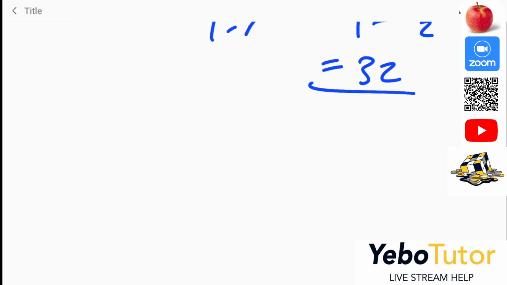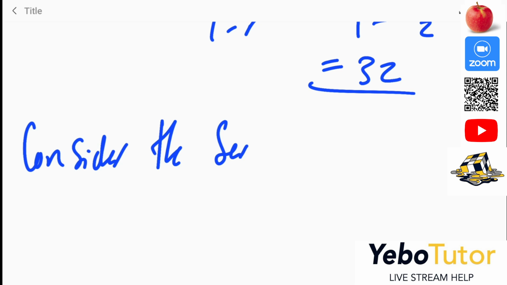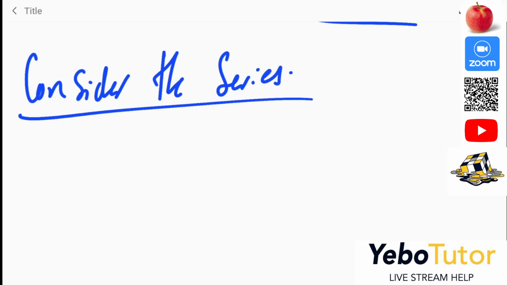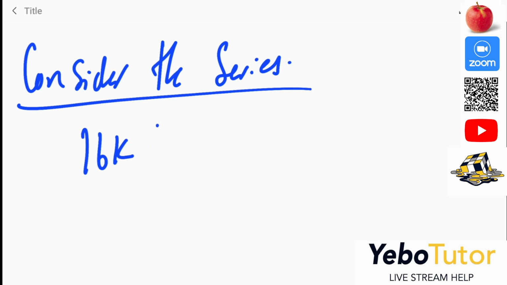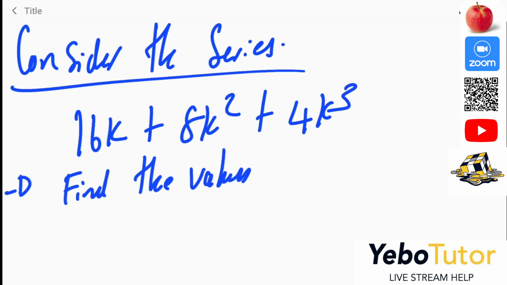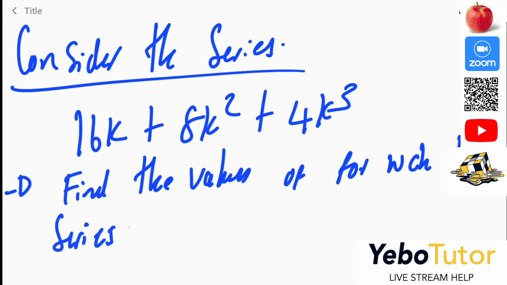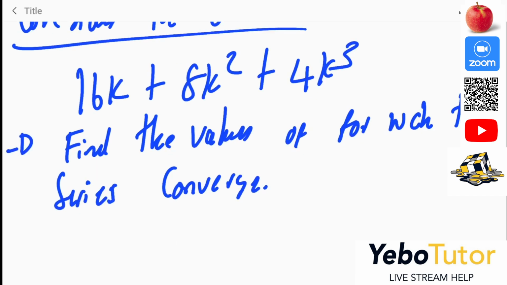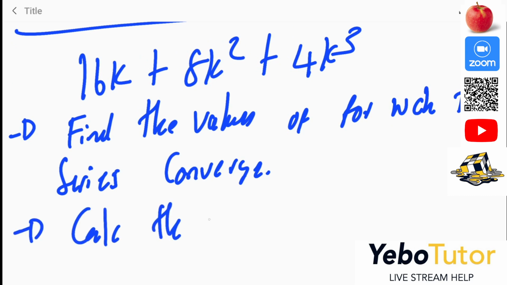But there's this example which they want to bring in the exams. Consider this series. They just want to confuse you, but don't worry, I got you. The series is 16k plus 8k squared plus 4k to the power 3. Then they'll say: find the values of k for which the series converges, and also calculate the sum to infinity.